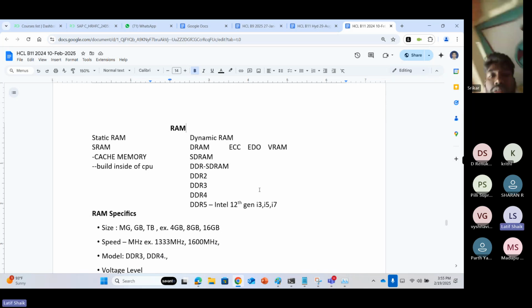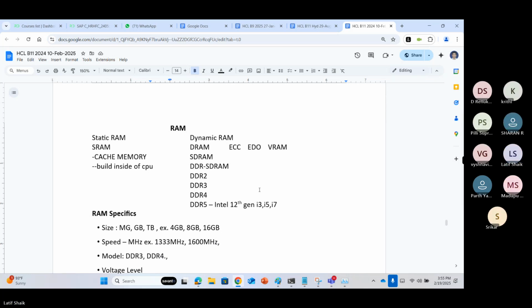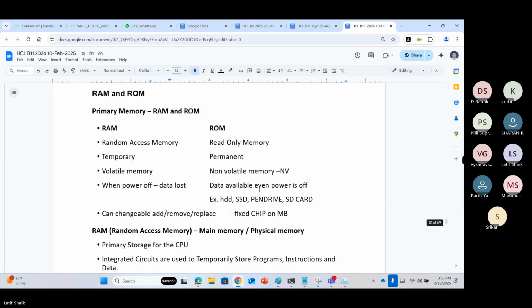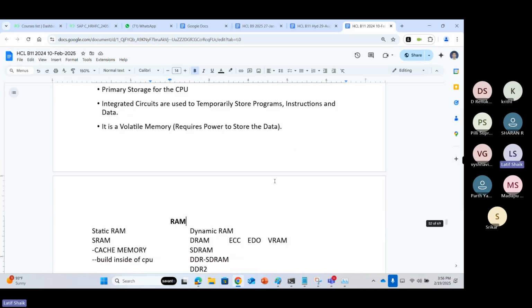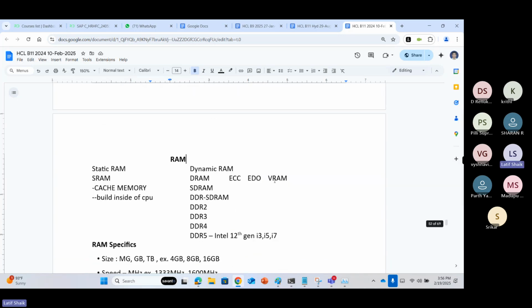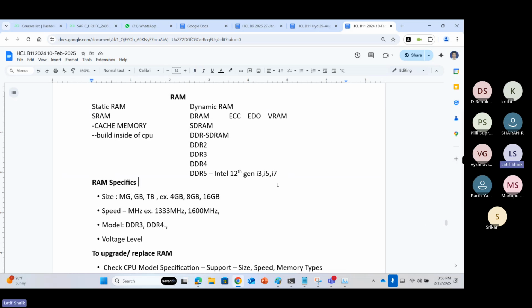Certain systems, certain processors, the newer processors, support DDR5, and some support DDR4. So currently in the market, DDR4 and DDR5 are available. Okay. So these are the different types of RAMs. Got it, guys? RAM and ROM differences, RAM, main memory, physical memory, different types of RAMs.